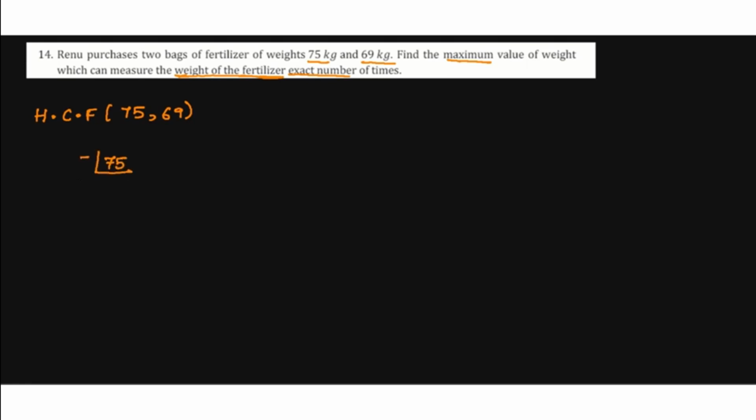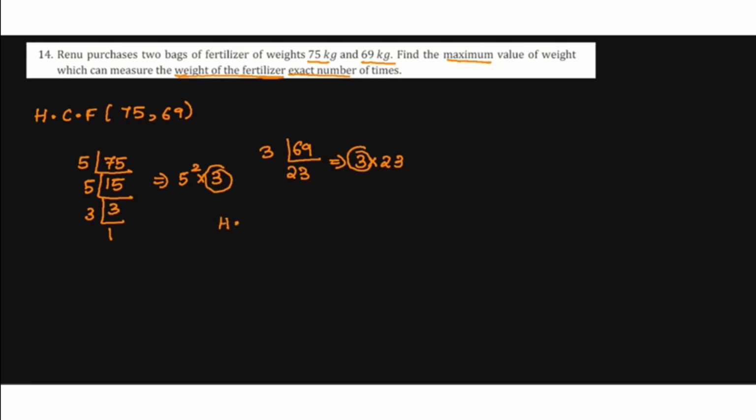So 75 would be 5 square into 3, and 69 would simply be 3 into 23. So the HCF of 75 and 69 is 3. So the maximum value of weight is 3 kg.